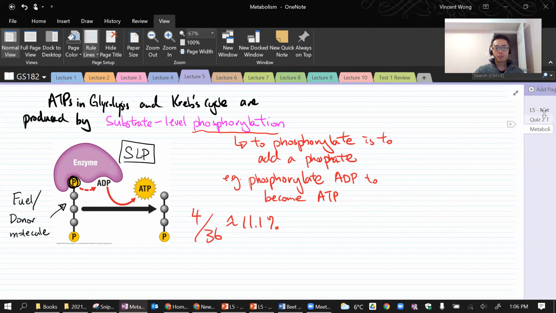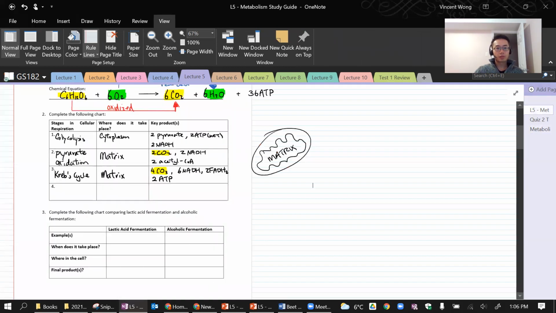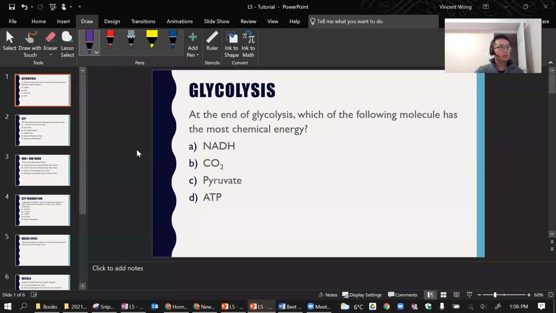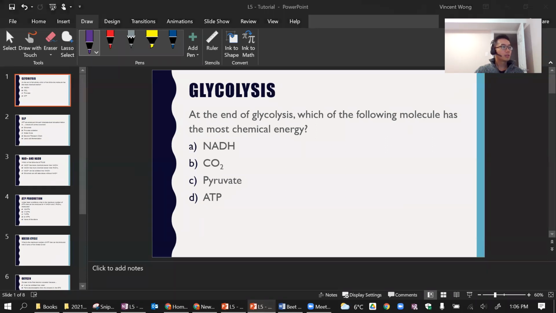Let's do some polls before we go too far. Okay, go ahead. That means the first 3 steps. You mean the SLP? Yeah. So SLP only happens in the first step and the 3rd step, glycolysis and Krebs cycle. No ATP is produced in the pyruvate oxidation, right? So no SLP there.